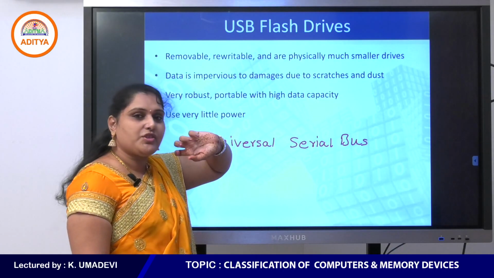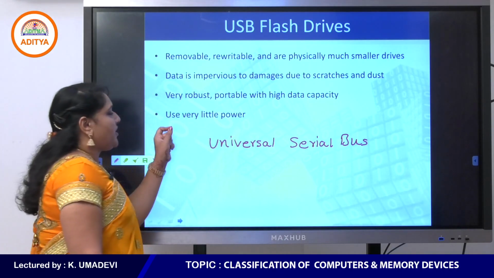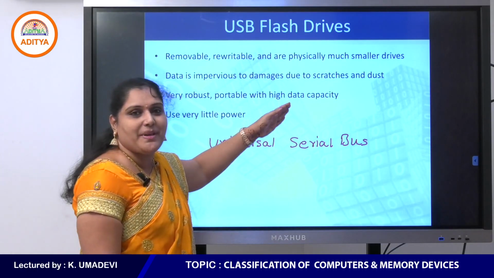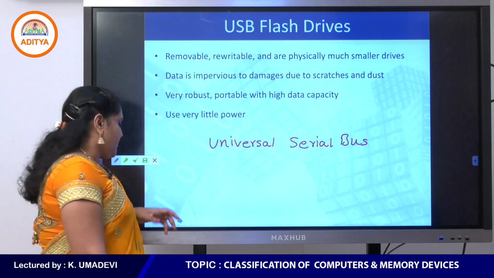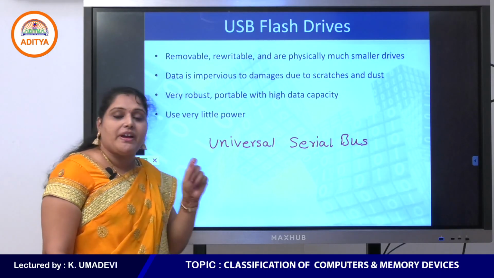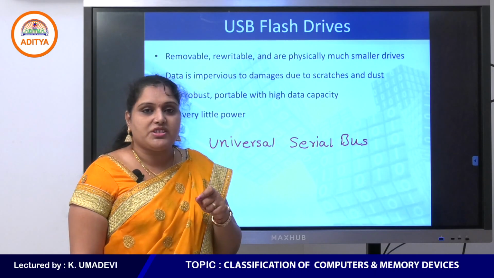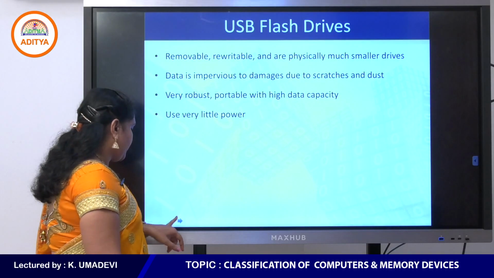A pen drive is a very small device. A memory card is very small in size. So these are all small in size. Very robust, portable, with high data capacity, and they use very little power. Why? Because these are rewritable. Why? Because flash memory is used inside USB flash drive devices like pen drive and memory card.